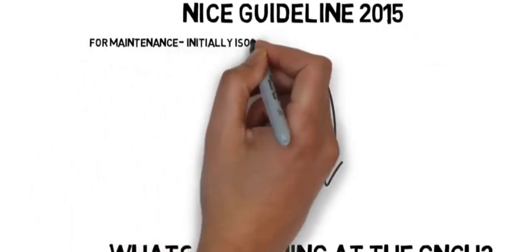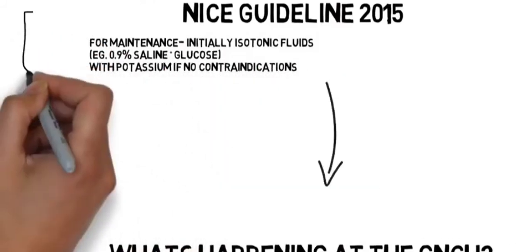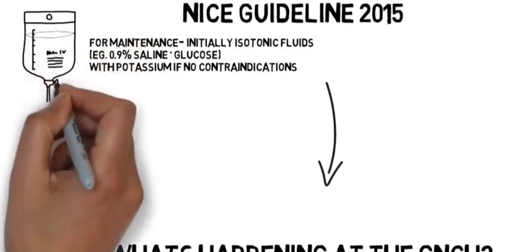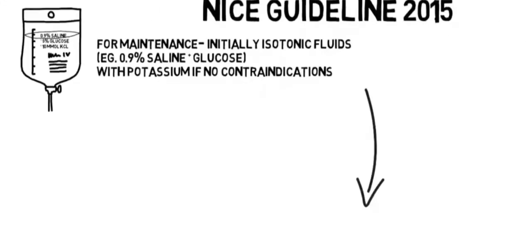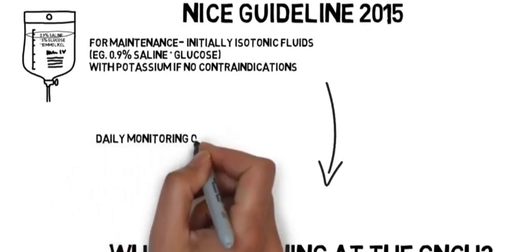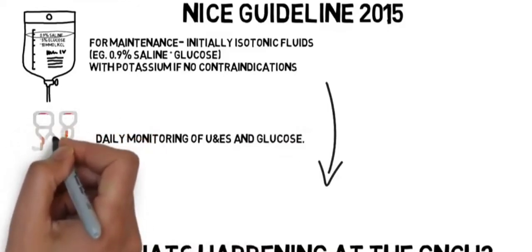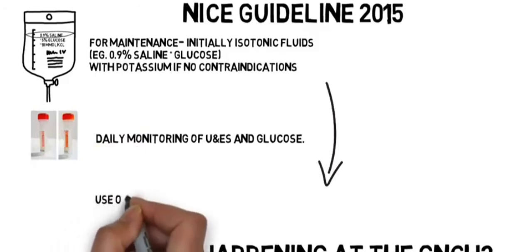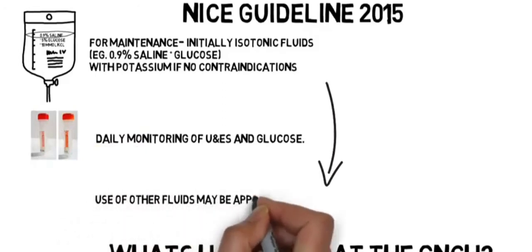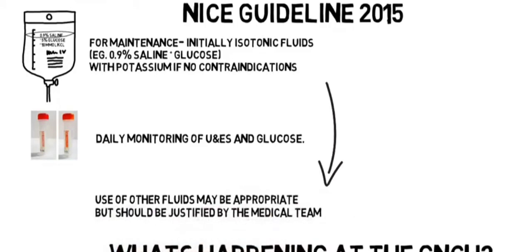The NICE guidelines state that for maintenance fluid, initially isotonic fluids, which in electrolyte composition most closely resemble normal human blood, should be used. Potassium should also be added routinely unless there's a contraindication, like renal failure. Urea and electrolytes should be monitored daily to guide fluid prescribing. However, for lots of reasons, children might need alternative fluid prescriptions. If this is the case, decisions will be led by the responsible medical team.